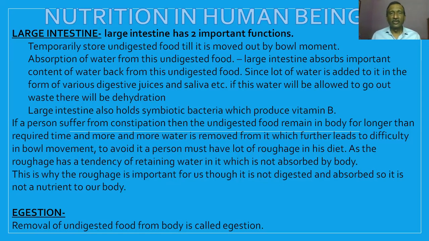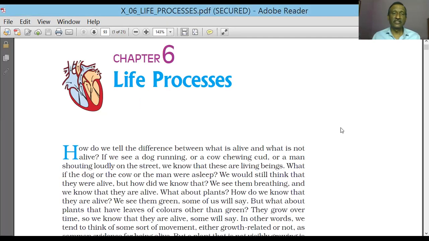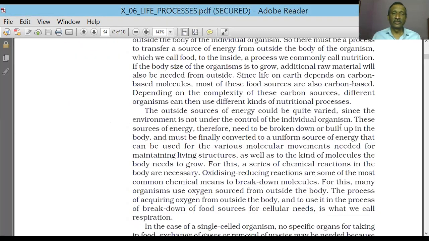So that's how nutrition in human beings is completed, and with this the nutrition in all the organisms, that is plant, amoeba, and human, whatever was given in our course, is over. So let us now discuss the questions and answers of these portions. Let us see from the NCERT books what questions are given and what the probable answers are. So this is the NCERT book, chapter 6, Life Processes, and let us see the questions.